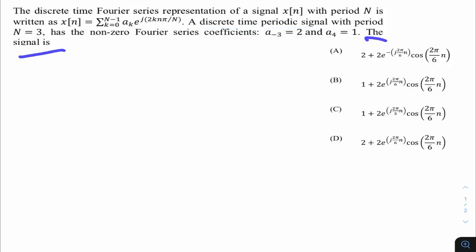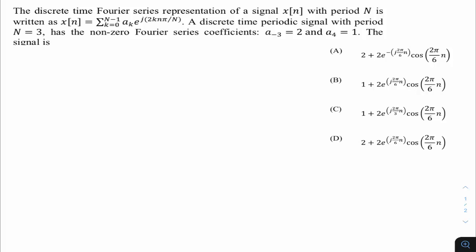This is the kind of question we used to solve. In the past it has also been asked in the CTFS topic multiple times. Spectrum information will be given, and based on that spectrum information, you have to obtain the time domain signal. The same question has been framed, but in the DTFS case. So the spectrum information of the DTFS is given, and we need to get the x of n expression.